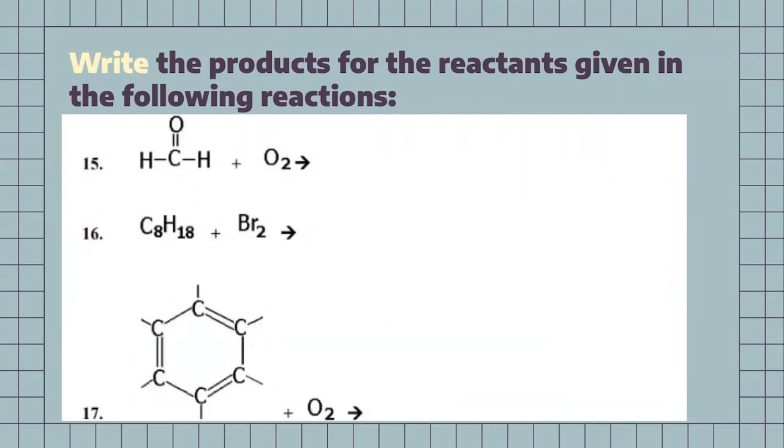For 15, we have our aldehyde, and we're adding oxygen. And if the oxygen does throw you off, remember, it's still going to be a hydrocarbon. So it's still going to be a combustion. Our products would be CO2 and H2O. And again, just balance it on your own.